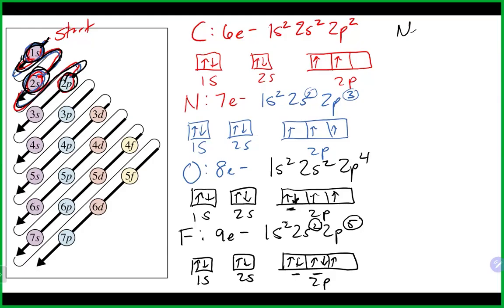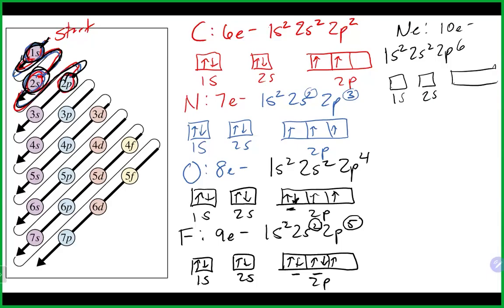Maybe I'll just go underneath here, put it on this page. Neon has 10 electrons because it has 10 protons. So again, it would be 1s2, 2s2, 2p6 at this point. And again, if we draw it: up, down, up, down, up, up, up, down, down, and down. And now we are completely filled.